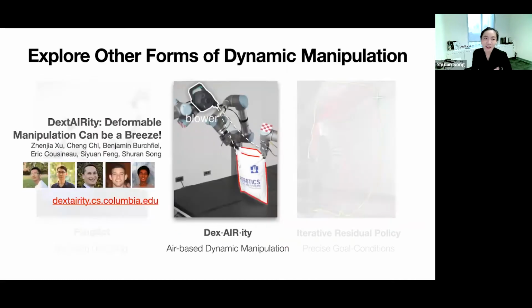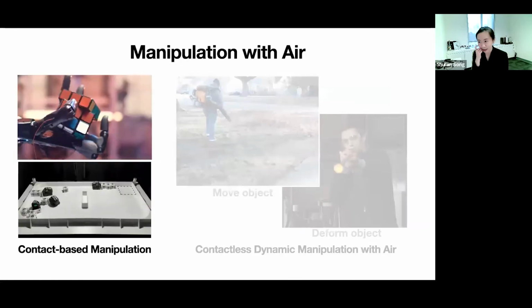Okay, so in the next project, we're going to explore another type of dynamic manipulation, which is quite different from Fling. In particular, how to leverage aerodynamics to manipulate deformable objects. So why air? Why aerodynamics?